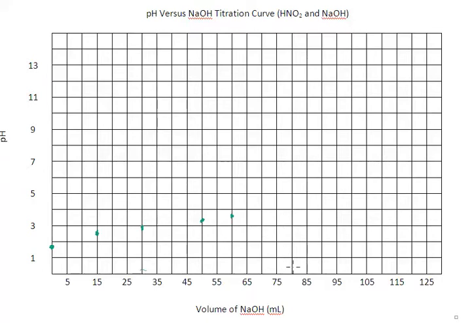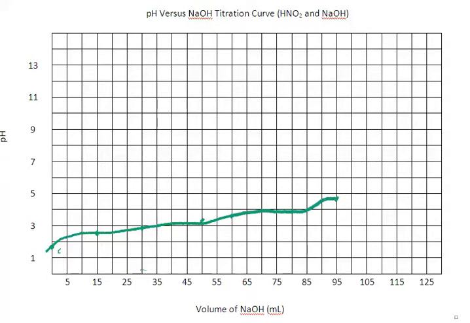At 80 milliliters, we were at 3.95, just almost to 4 here. And then at 95 milliliters, we were at a pH of 4.73. So somewhere almost to 5. So again, we had this nice, slow, steady pH curve taking place. Maybe look something like that.